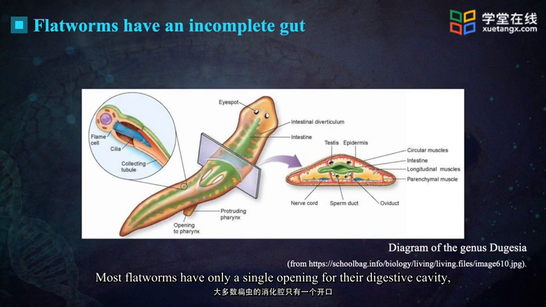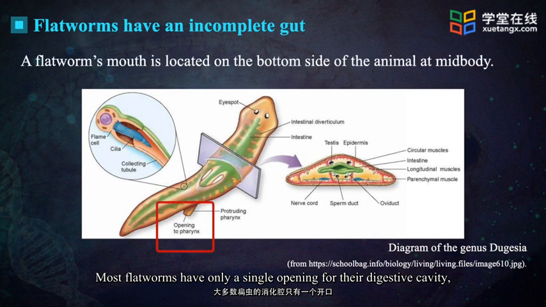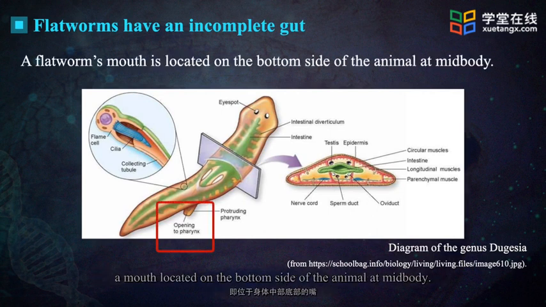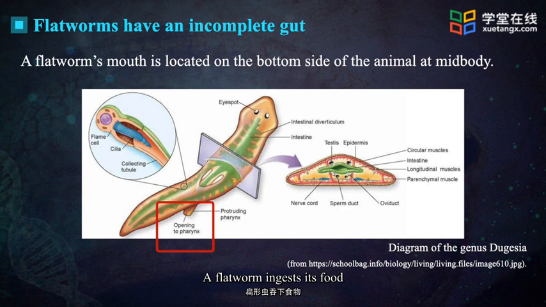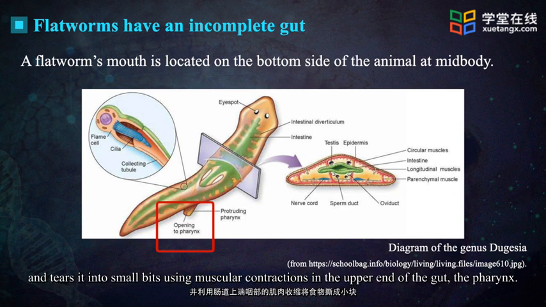Most flatworms have only a single opening for their digestive cavity, a mouth located on the bottom side of the animal at mid-body. A flatworm ingests its food and tears it into small bits using muscular contractions in the upper end of the gut, the pharynx.